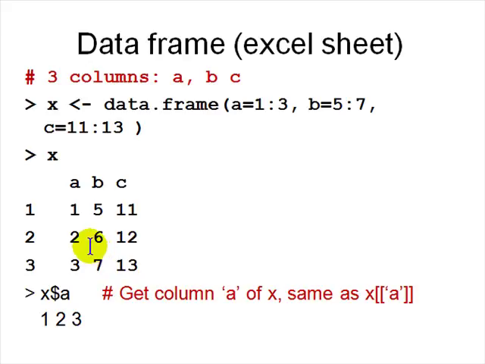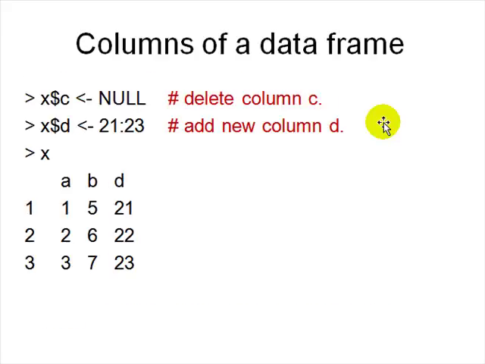And to address only one column out of the whole Excel sheet of this data frame, you say X dollar sign A. So you'll get this 1, 2, 3. You could also address it as X double square bracket, string A, and close double square bracket. That gives you the column A. And you can delete a column of a data frame by just assigning NULL to it. So you can delete C. You can add a column by just saying dollar sign D and get another column. So you get A, B, D now with different data.